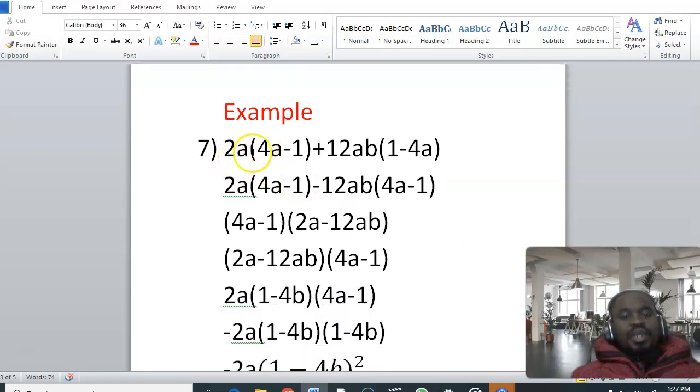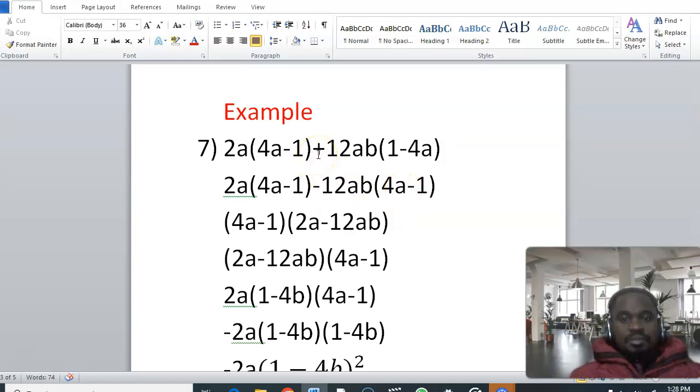If I have 2a into bracket 4a minus 1 plus 12ab into bracket 1 minus 4a, what are we going to have? We have 2a into bracket 4a minus 1. See that they look alike, but they are not common. So we should write it in the same form.